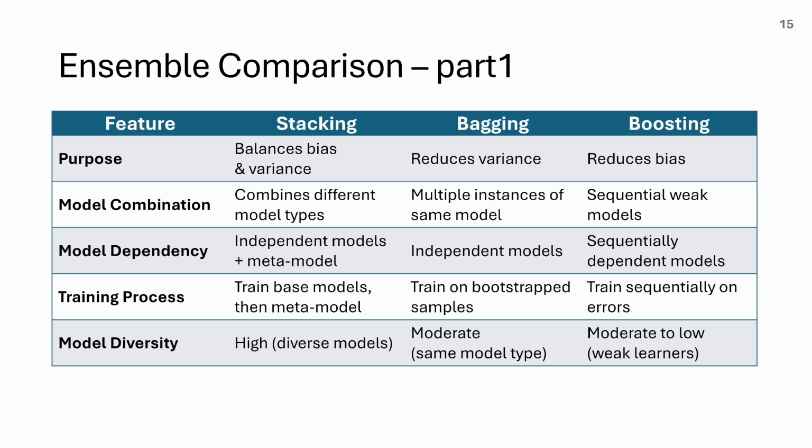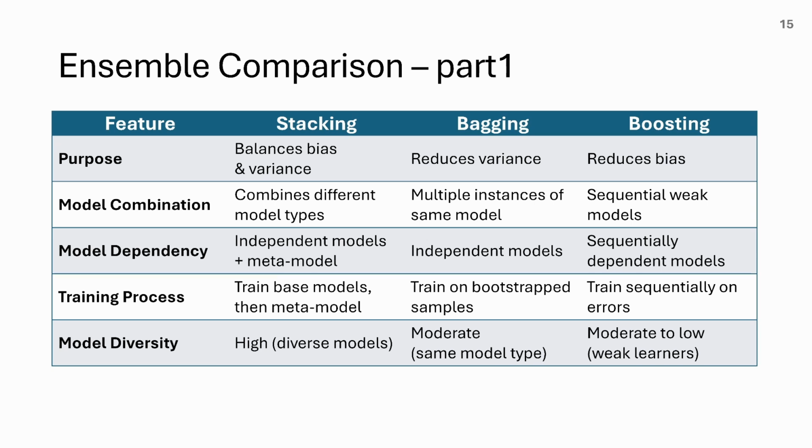So the purpose. Stacking is designed to balance both bias and variance by combining diverse model types. This is done by having a meta model learn the best way to weight and blend predictions from various models, capturing strengths of each.